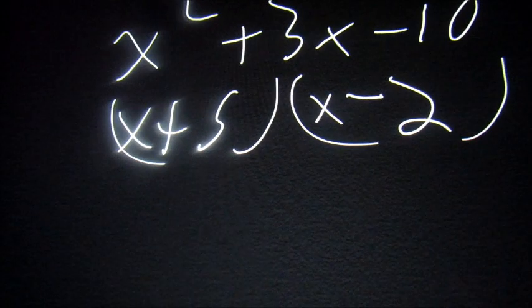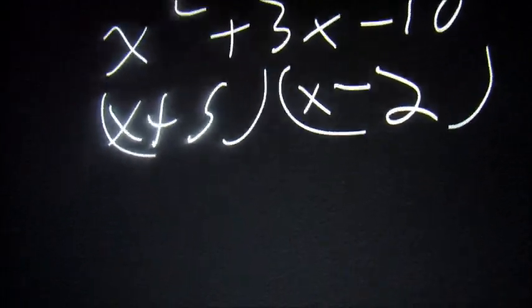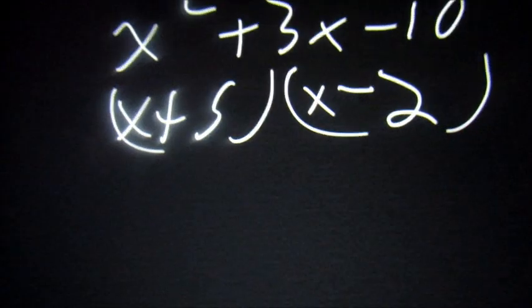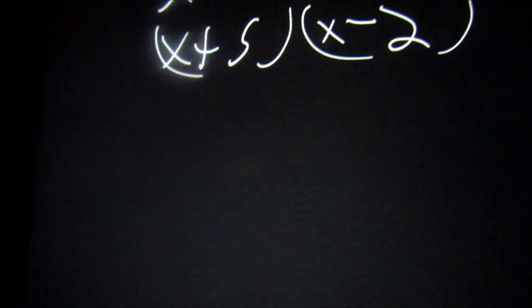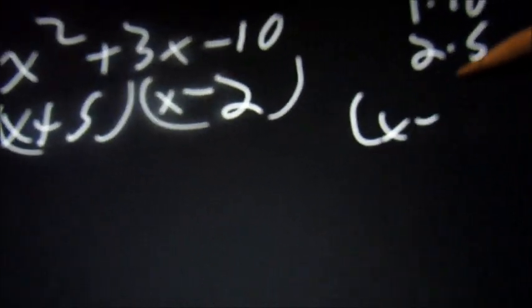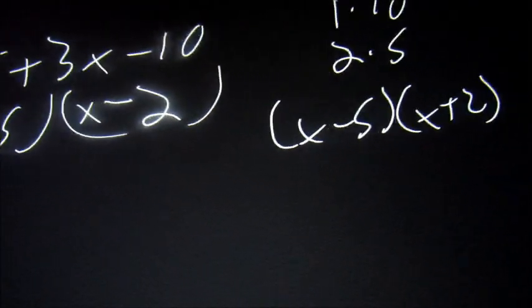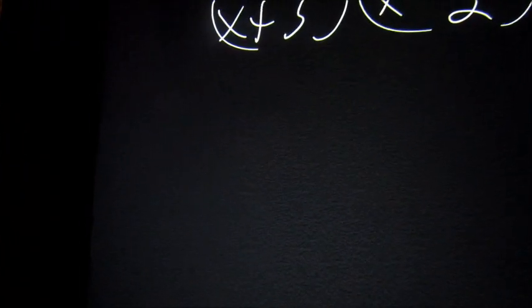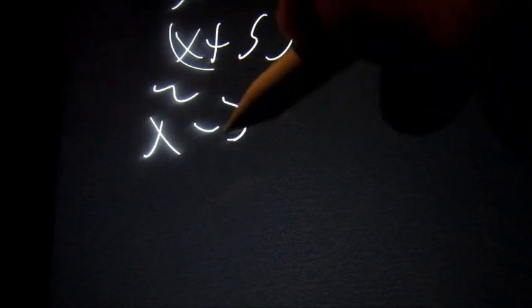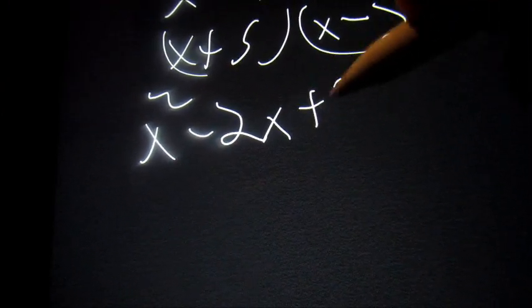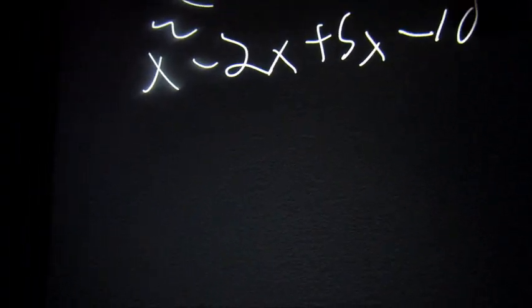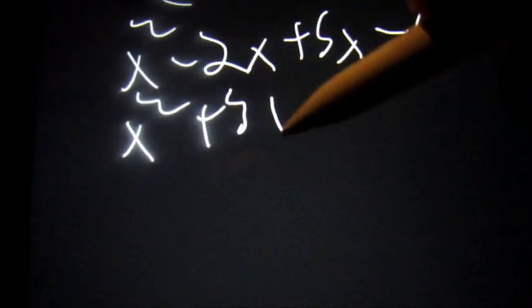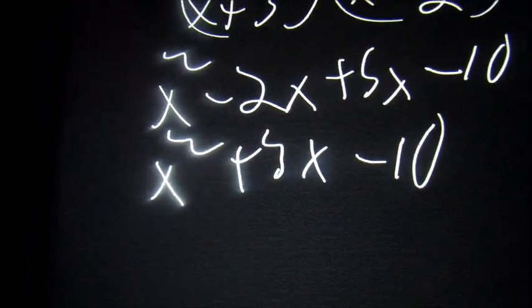Now for these kind of questions, if you forget what sign you're supposed to put, just do FOIL. So I'm going to do FOIL on here, and if I get the exact same answer, then I'm going to be right. And then I'm going to show what happens if I put x minus 5, x plus 2. So x times x, x squared, x times 2 is plus 2x, negative 5 times x is minus 5x, negative 5 times 2 will be minus 10. Combine like terms, x squared plus 3x minus 10. And that's what I started with.